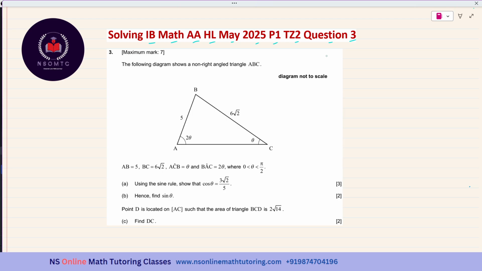So without any further delay, let us start to solve question number 3. The maximum mark is 7. The following diagram shows a non-right angle triangle ABC. The diagram is not to scale. AB is 5 units, BC is 6 root 2 units, angle ACB is theta, angle BAC is 2 theta, and theta is in radians between 0 and pi over 2. Theta is greater than 0 but less than pi over 2.